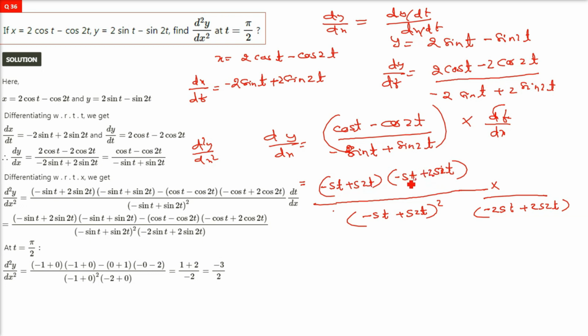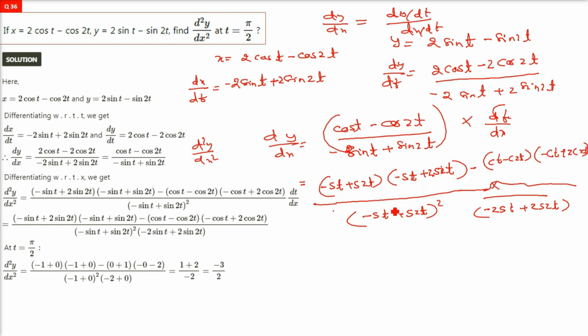2 sin 2t. This is the first term. Just recheck this, because there are so many sin and cos and negative and positive signs going on, so there may be a slight mistake. Now we have differentiated cos t minus cos 2t. Now we have to differentiate minus sin t plus sin 2t. So we are going to replace cos t minus cos 2t just like that, and the differentiation of minus sin t plus sin 2t will be done. So it will be cos t, and plus 2 will come outside because of the differentiation of 2t. So we have twice of cos 2t.